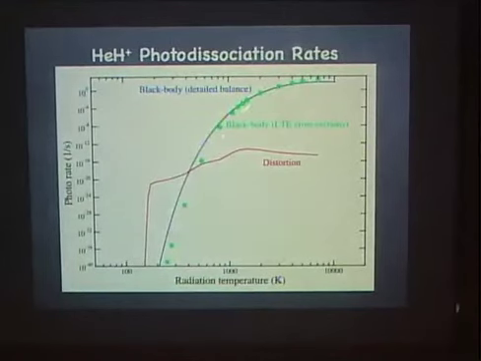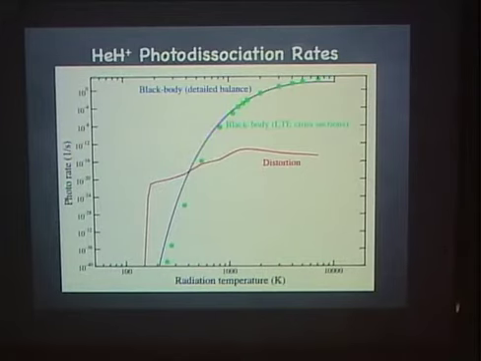And now the green curve actually calculated the black body rate using those LTE photodissociation cross sections directly. And you see it looks like the detailed balance approach works pretty well when the rate is very large, but this starts to depart a little bit down here. And then also using our LTE cross sections, I calculated the distortion rate, or the rate due to distortion photons, shown there in red.